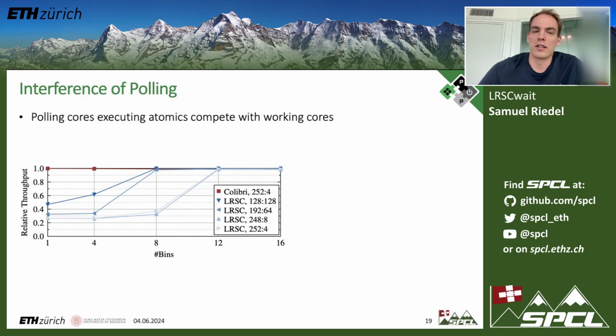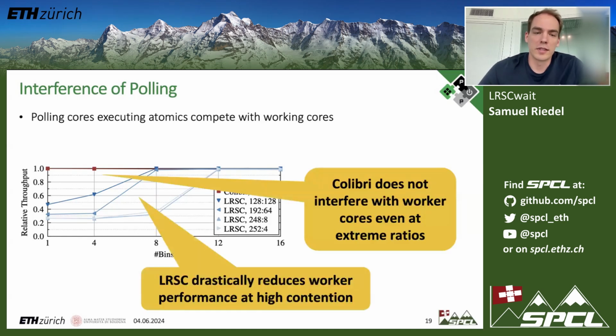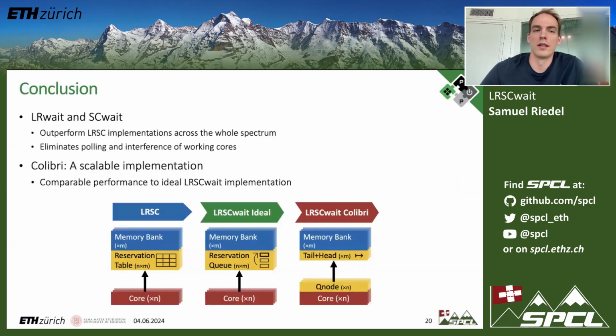For load reserve store conditional, it's a different story, especially at high contention and with lots of cores interfering. We can see that the relative throughput is drastically reduced. We see up to a 3 times reduction in performance if we just have unrelated atomics going on and congesting the interconnect through their polling.